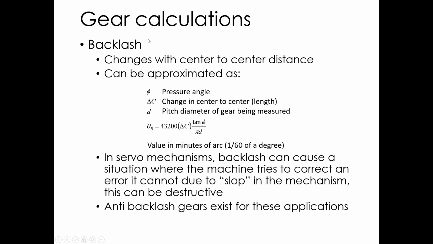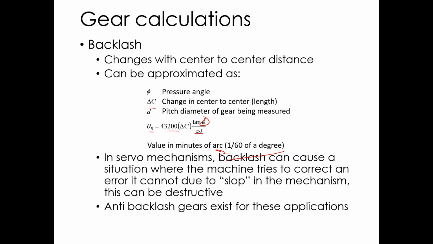Backlash changes with center to center distance. That's how you can adjust it. If you move the centers farther apart, you get more backlash. If you move them together, you get less backlash. So this is an approximate form here, where the angle in backlash, which I'll have to convert back to the linear distance, equals some constant to make the units work out, times the change in center to center distance, times tangent of the pressure angle, over pi times the pitch diameter of the gear being measured. This is going to give you arcs, which is 1/60th of a degree.